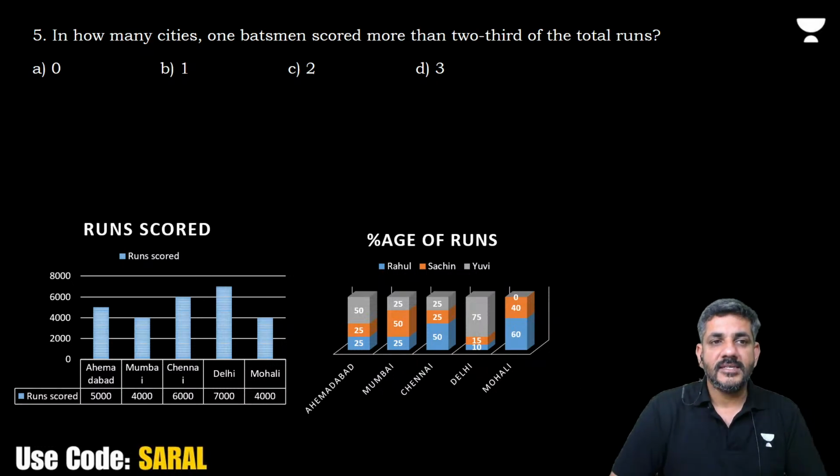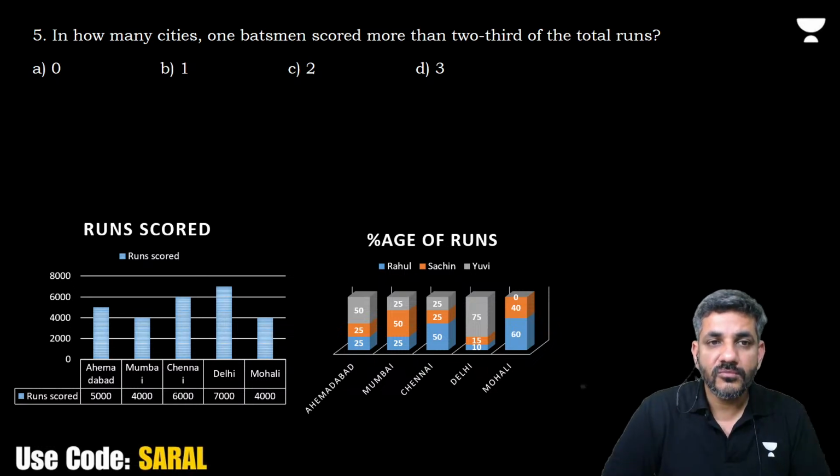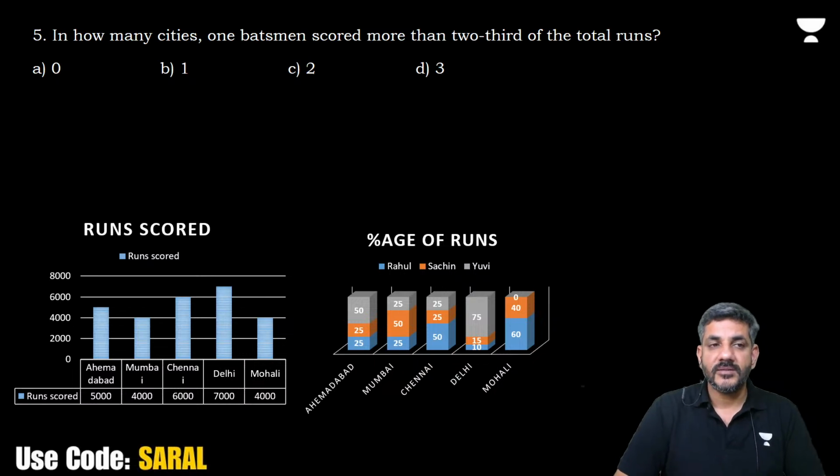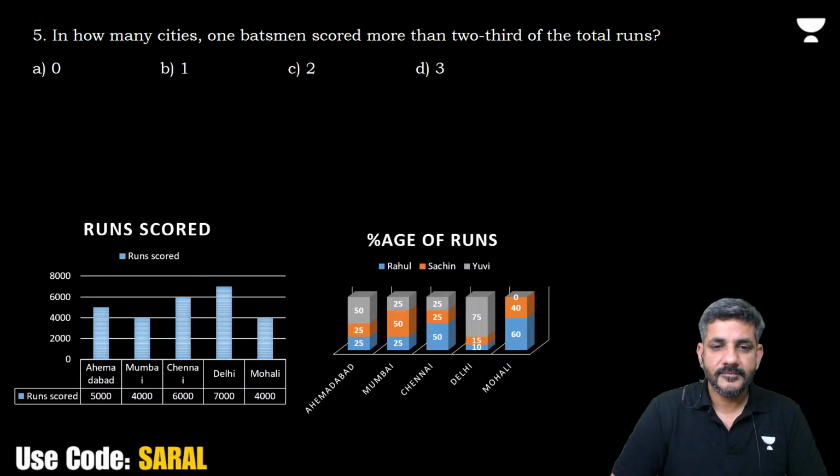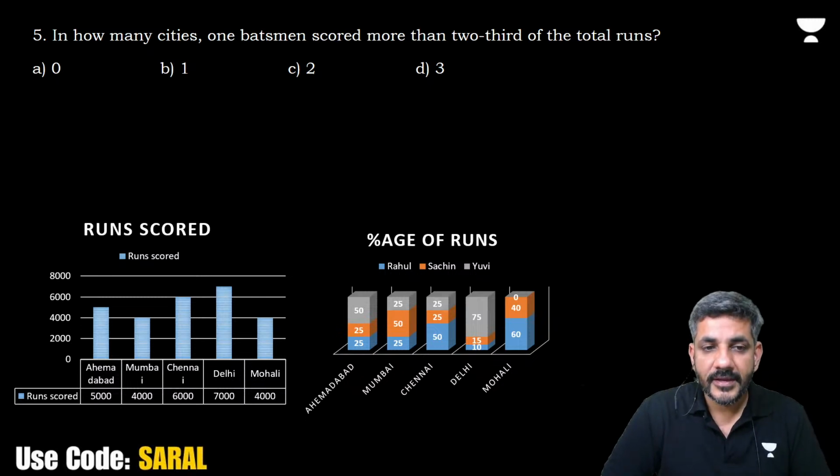In how many cities did one batsman score more than two-thirds of the total runs? What is the right answer for this question number 5? Tushar has also answered B.